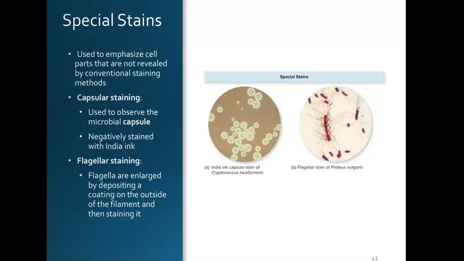Many microorganisms have a gelatinous covering called a capsule, and the capsule can help to protect them from phagocytosis, or being ingested by the host immune system. Therefore, they tend to hang around much longer. So it helps us to determine the organism's virulence, in other words, the degree to which the pathogen can cause disease.